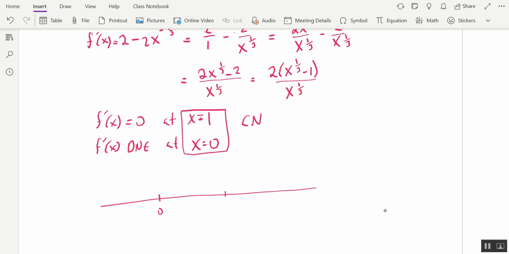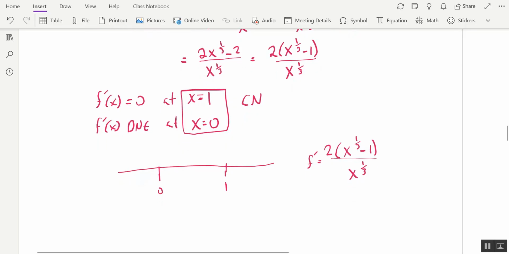So here's 0, here's 1, and I'm testing 2 times x to the 1/3 minus 1 over x to the 1/3, and that's f prime. So there are two factors. Well, there are actually 3 factors, but 2 is always positive, so we're going to ignore it and just look at the factor on the top in parentheses and the factor on the bottom.